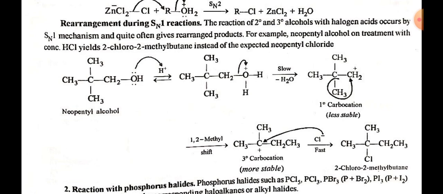Reactions of secondary and tertiary alcohols with halogen acids occur by SN1 and quite often give rearranged products. For example, neopentyl alcohol on treatment with concentrated HCl yields 2-chloro-2-methylbutane instead of the expected neopentyl chloride.